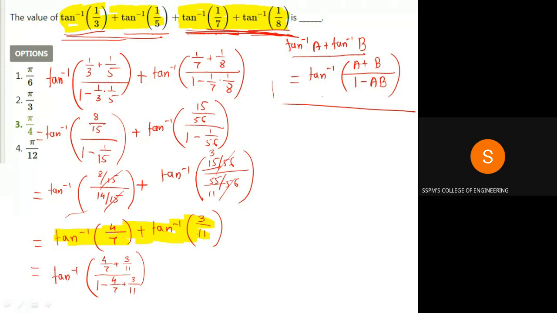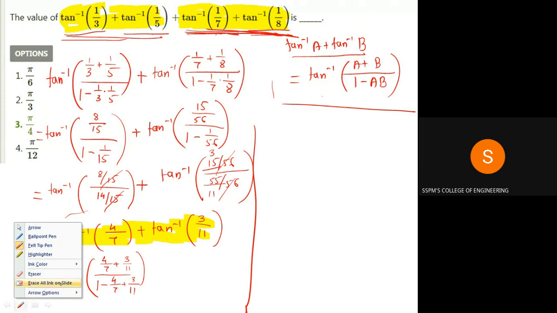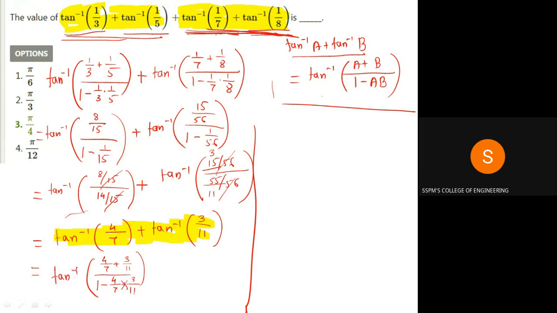Okay, I will solve it on this side. Tan inverse of 4 upon 7 plus 3 upon 11, divided by 1 minus 4 upon 7 into 3 upon 11. This is the into part. Okay, what is the next step? Tan inverse of 44 plus 21 divided by 77, divided by 1 minus 12 divided by 77. Okay.